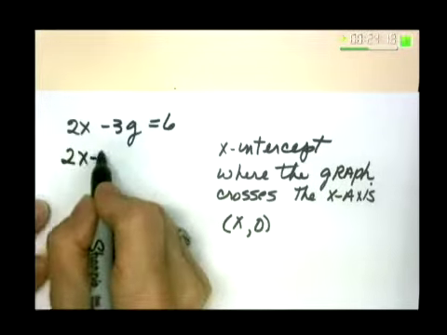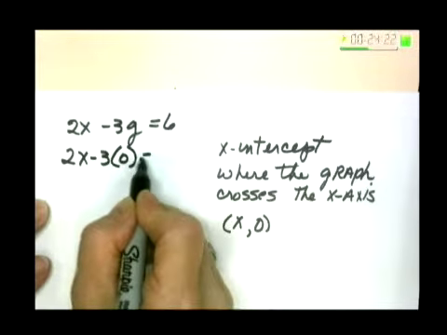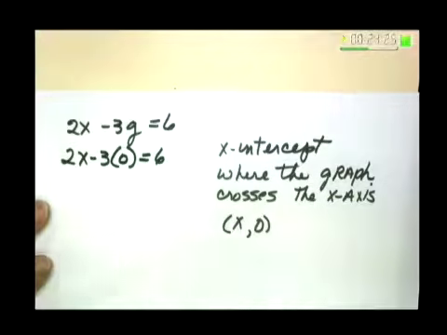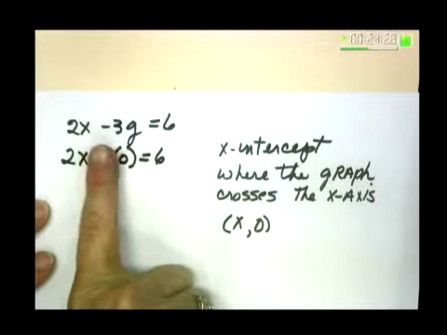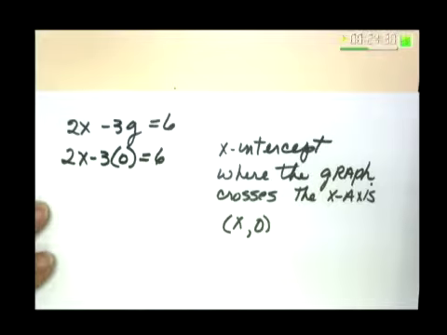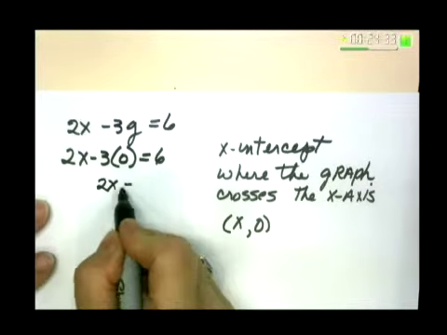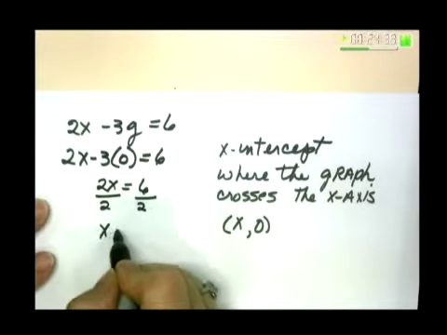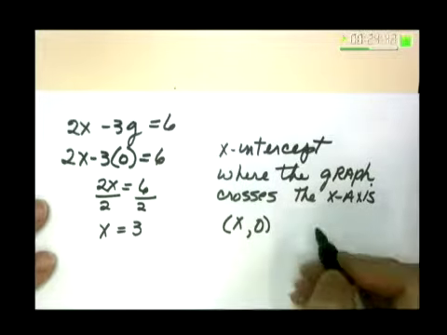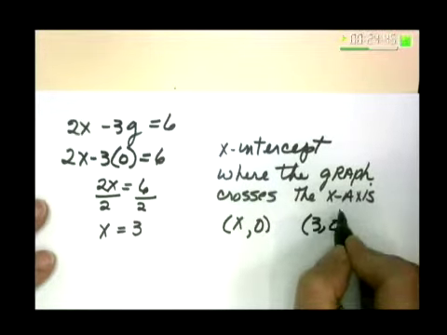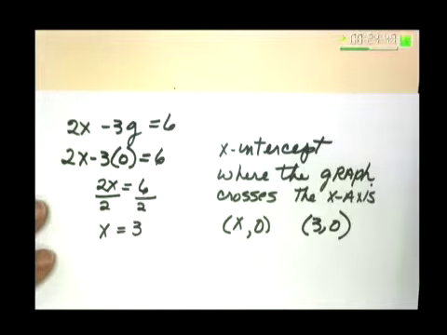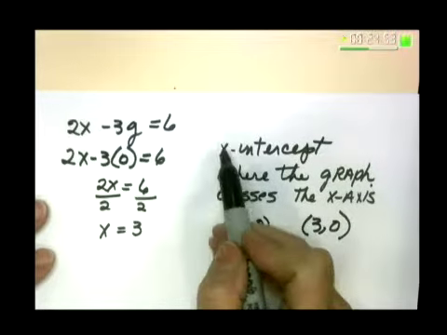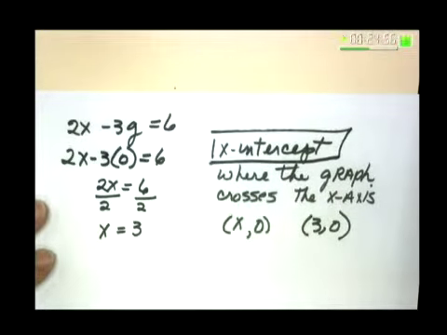So I'm going to go 2x minus 3 times 0 equals 6. The reason I do that is that 0 times any number is 0, so it eliminates that term. This just gives me 2x is equal to 6. Divide both sides of my equation by 2, and I get x equals 3. So my x-intercept is 3, 0. It's a real easy arithmetic problem. That's how I find my x-intercept, where the graph crosses the x-axis.